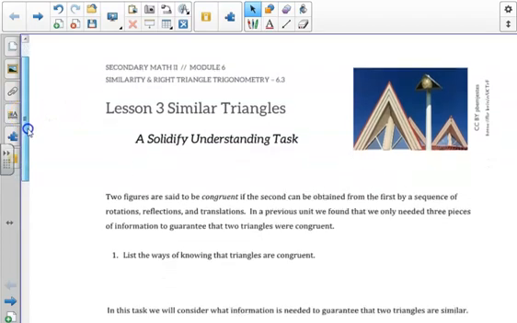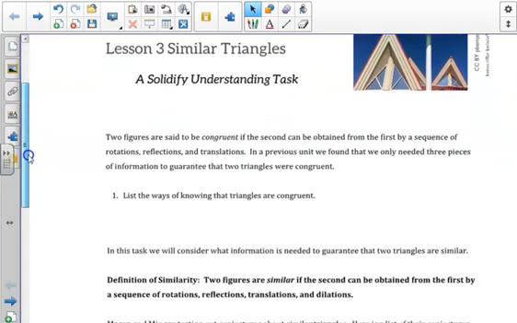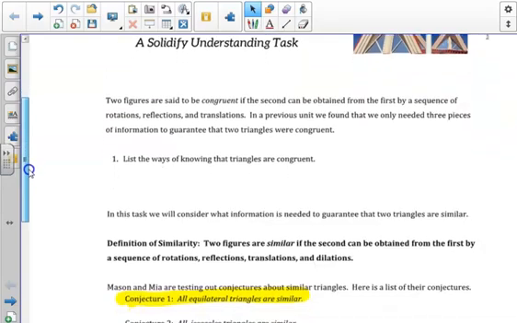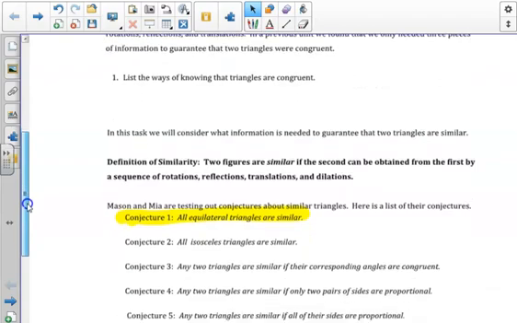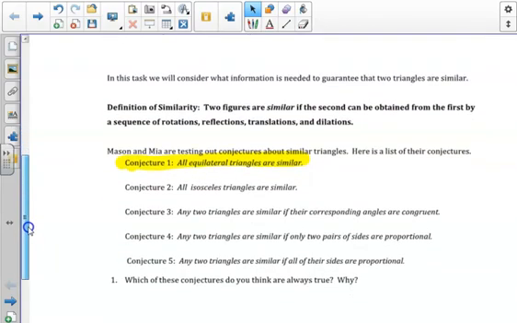We are going to start with problem 2 of this lesson. While for polygons in general, we need to know all corresponding sides are congruent and all corresponding pairs of sides are proportional before we can say they are similar, it actually turns out we can tell triangles are similar with a lot less information. In the first part of this lesson, we are given the definition again of similarity. Two figures are similar if the second can be obtained from the first by a sequence of rotations, reflections, translations, and dilations. We will be using this definition throughout this investigation to prove our shortcuts to prove triangles are similar.